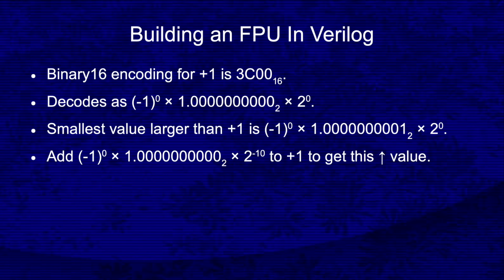You should be able to see that the value we need to add to 1 to get this next larger number is the quantity -1 raised to the 0th power times 1 point followed by 10 zeros times 2 to the -10th power. I'm going to call this value delta.